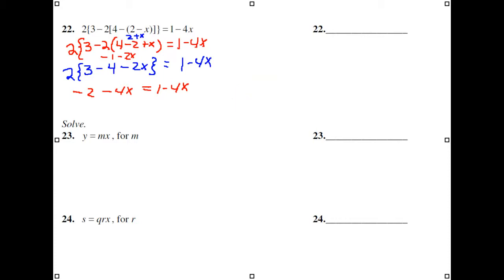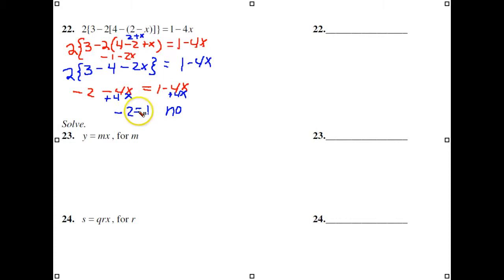Because what I want to do is add 4x here, and I'm going to add 4x there. Then I end up with the statement -2 equals 1, because these cancel out. Now, is this a true statement? And the answer is no, this is not a true statement.